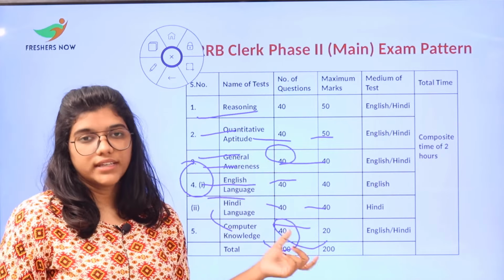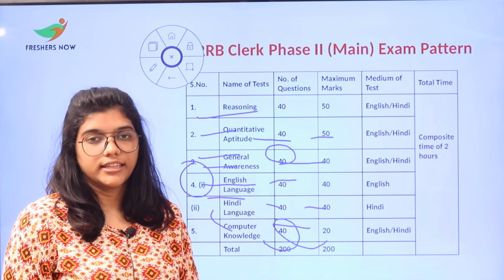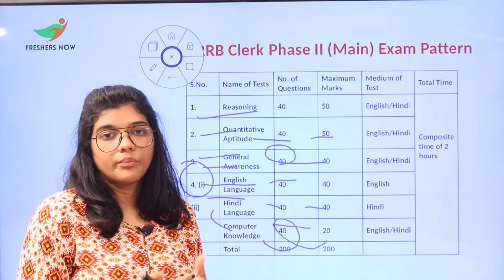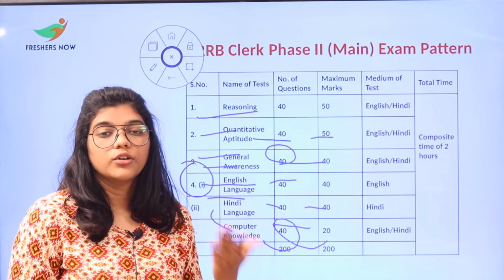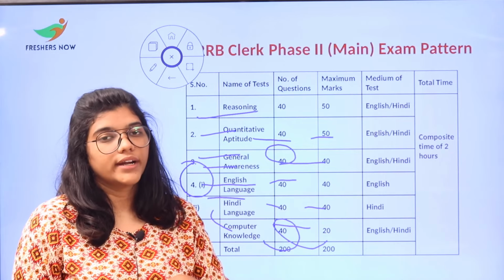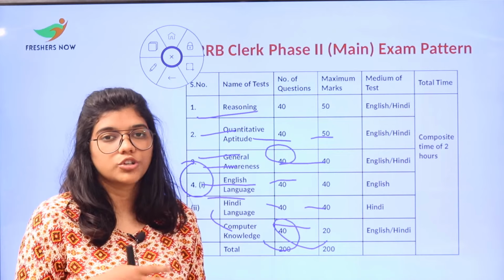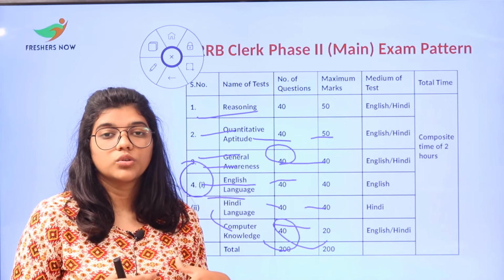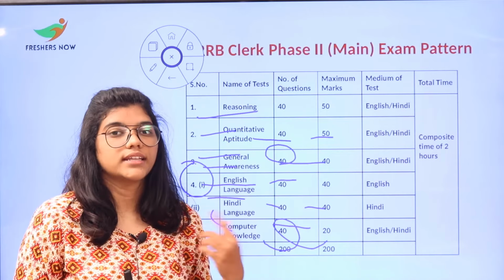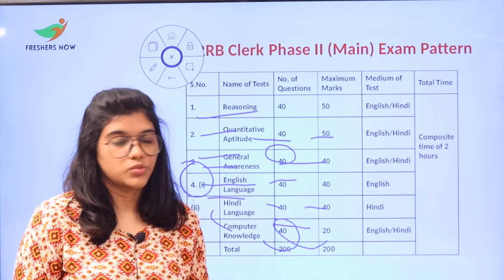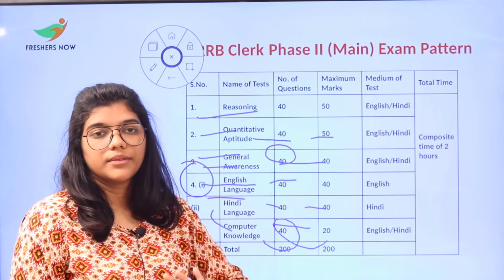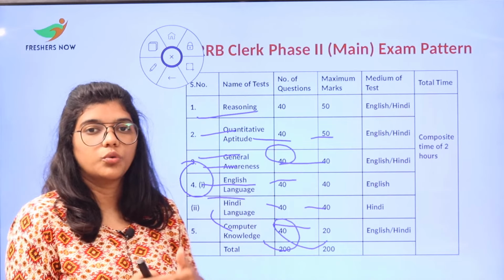Now for all of these sections except for the English and Hindi languages, there is a component of choosing the language in which you take your exam. You can either take it in English or in Hindi. It's up to you, the choice is given to you. According to the language you choose in the application form, it will be reflected in the question paper as well. Now the composite time, as mentioned, is 2 hours.